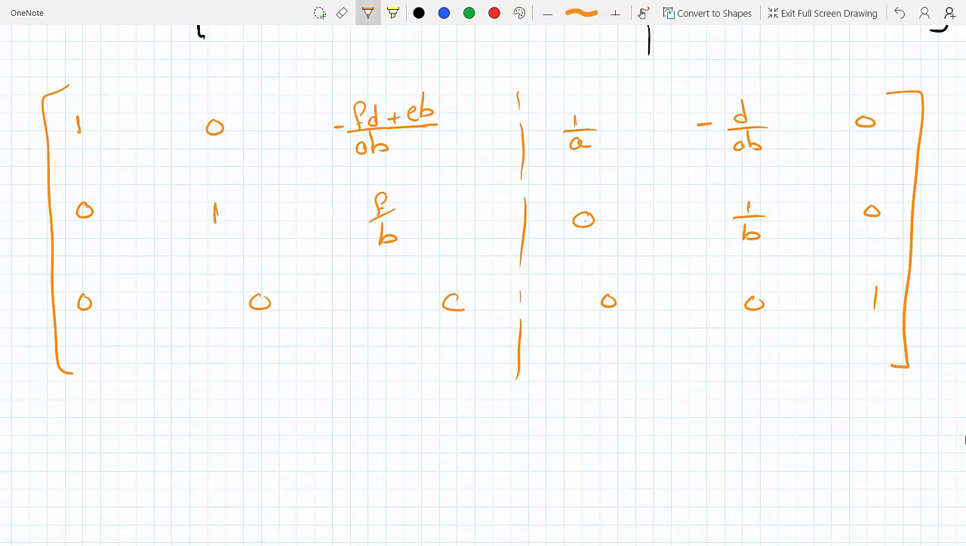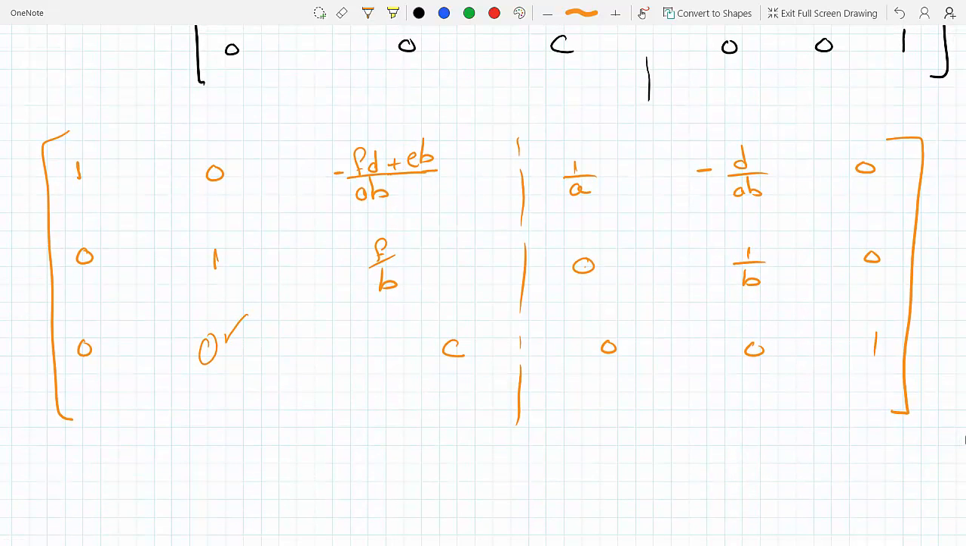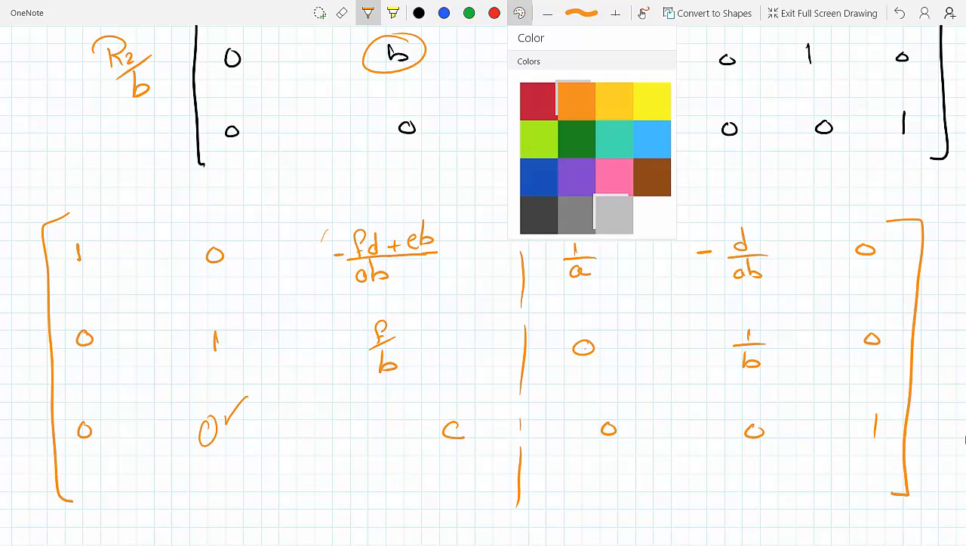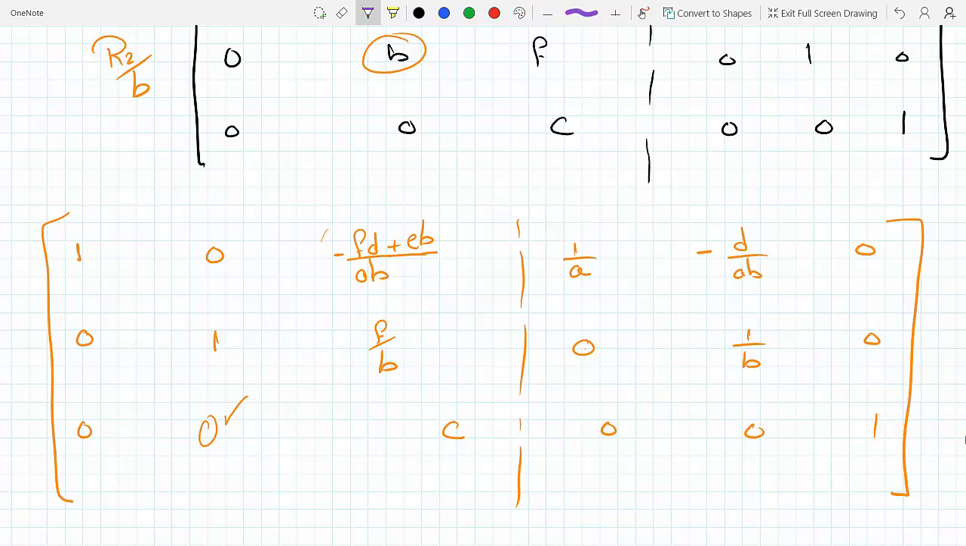Okay, going down the second column, the third one needs to be a 0. It already is a 0, so I'm good here. Now this guy here needs to be a 1. Sorry, this needs to be a 0. Okay, this is gonna take some thinking now, not much, but some. So this needs to be a 1. Okay, so what we could do, the C is here.